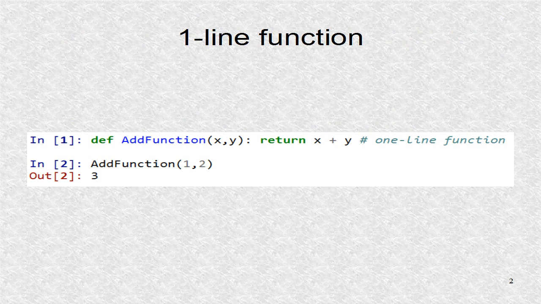2. In Python, functions are defined by the def statement. Very few functions are one-line functions. If they are, you may write the return value after the colon. This function just adds x and y, the two input arguments, and returns the value.